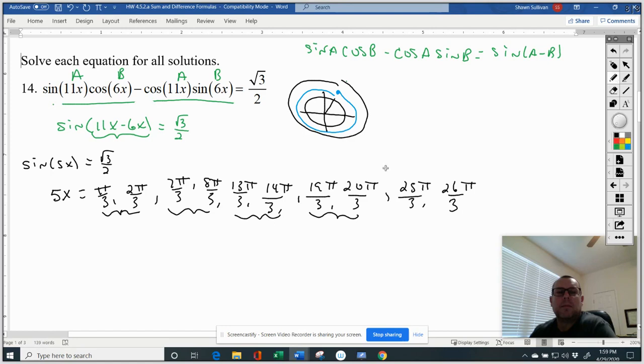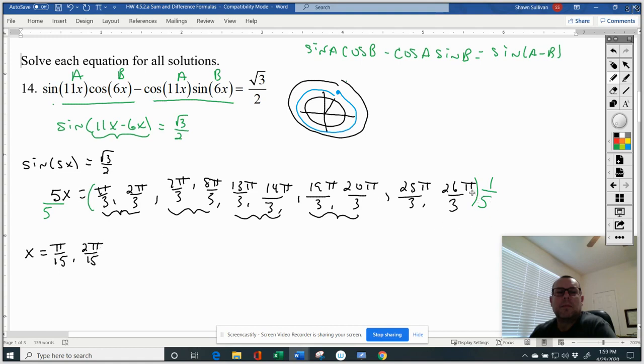So that's what 5x is equal to, but we're not solving for 5x. We're solving for x. So what I need to do is I need to divide this side by 5. And if I divide by 5, that's the same as multiplying this entire side by 1/5. And so what happens is we get x equals pi over 15, 2 pi over 15, right?